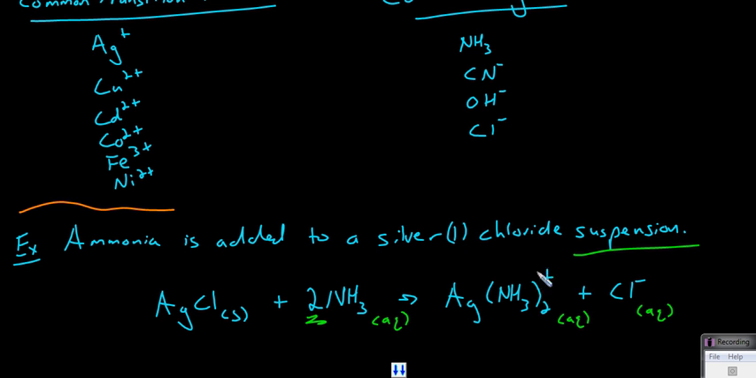Now you might be wondering about the charge here. Why isn't there a charge on this silver with the 2 ammonias attached to it? Well, we combined the silver +1 with 2 ammonias, and those ammonias have no charge. And so they don't affect the charge. The complex ion still has a +1 charge.